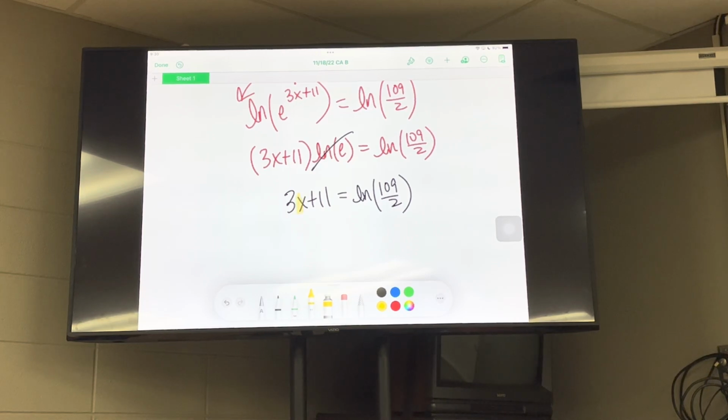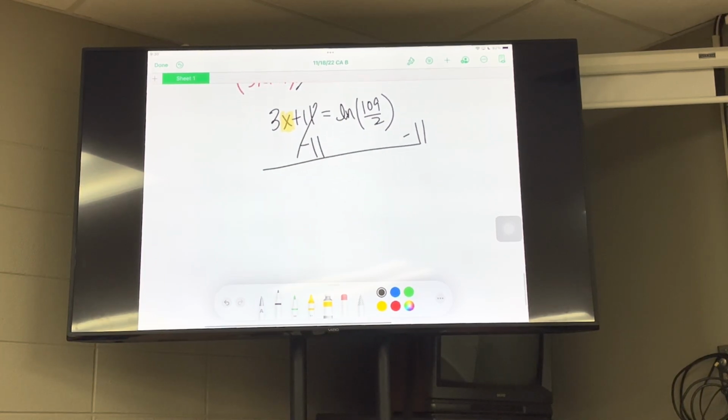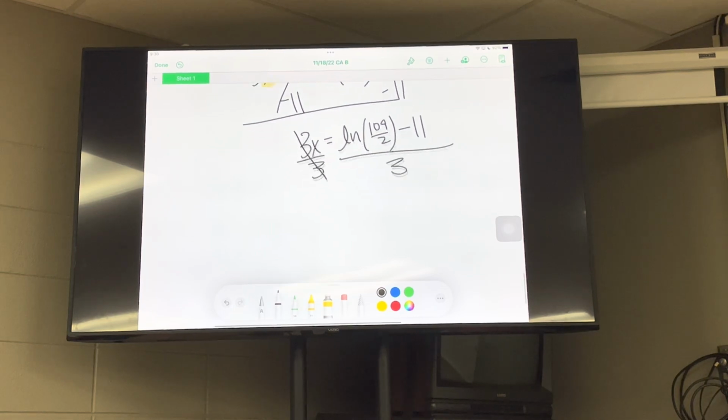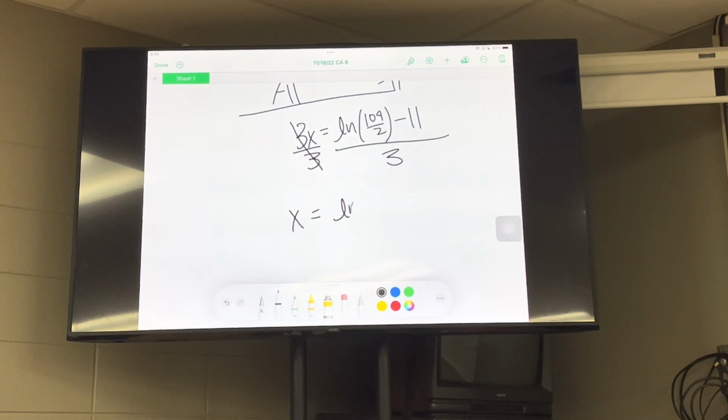I'm trying to get this x by itself. So what can I do? Subtract 11. Yeah, just like you normally would to get any x by itself. 3x equals natural log of 109 divided by 2 minus 11. Divide by 3 to get that x by itself. You can't really do anything with that fraction on the inside of the natural log. It's just stuck as what it is.